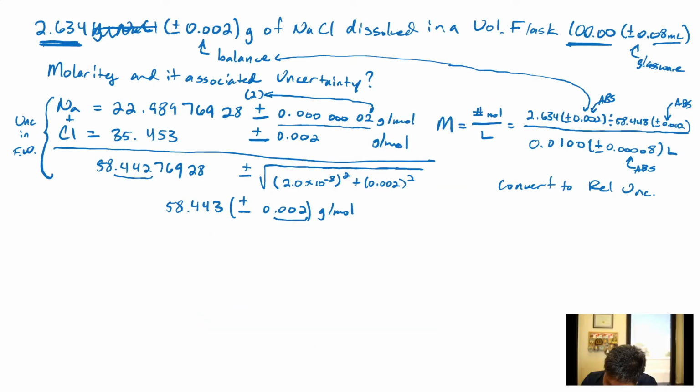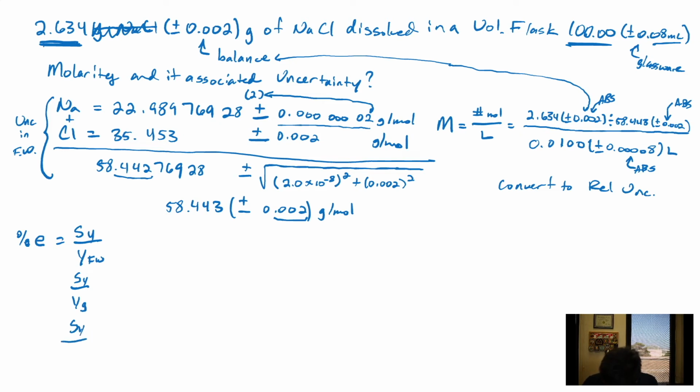So let's do that real quick. I'm going to write this out like this so that you guys can see what's going on. I'm going to move over to the left because I need some room. So percent sign, then E, equals SY over Y. And we're going to do this 3 times, because we need an SY over Y for the formula weight, an SY over Y for the grams that you weighed out, and an SY over Y for the volume in liters that you have. Okay? So let's go ahead and do this calculation.